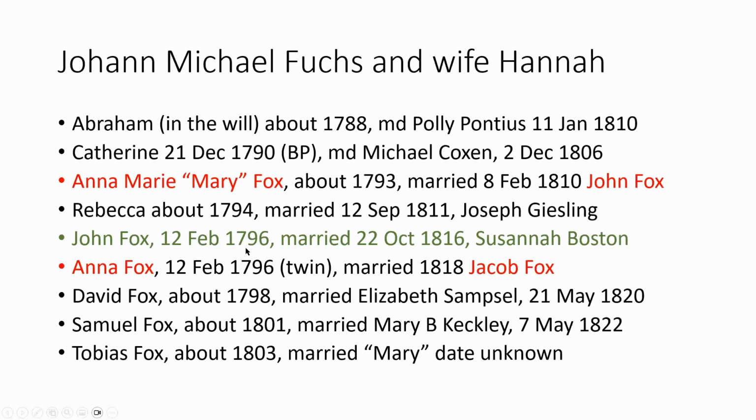John Fox was born on the 12th of February in 1796. He was married on the 22nd of October 1816 to Susanna Boston. His twin sister, who was born the same day, married a Jacob Fox. And his older sister, who went by Mary, even though her baptism said Anna Maria, married another John Fox. We were able to put together this information about this family, including David, to follow David and understand who David was. And we were able to find land records for John Fox up through his death in 1865, where he's mentioning his wife, Susanna.